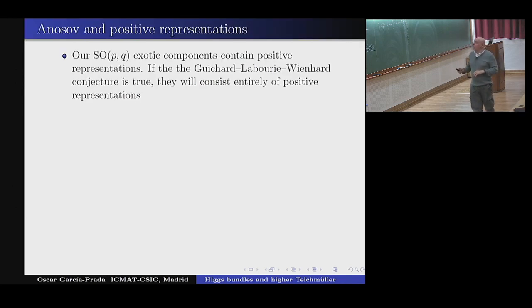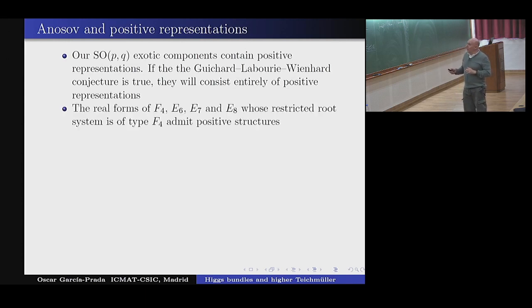Now, something that we were able to show in the case of SO(p,q) is that our exotic components contained positive representations. And therefore, because of openness, they contain an open subset of positive representations. If we knew that the positive representations were closed, then these components would consist entirely of positive representations, but we don't know that yet.